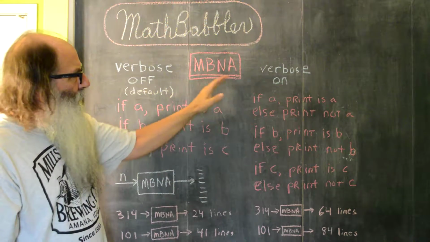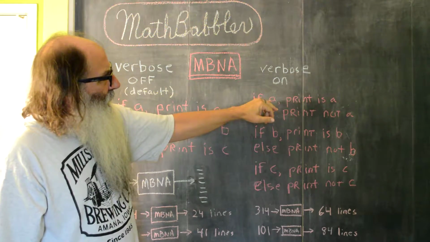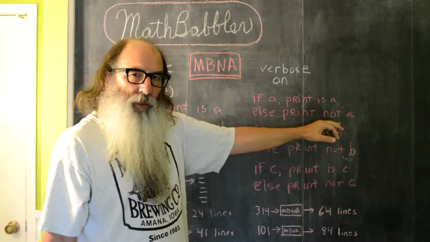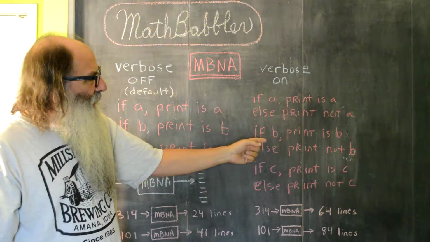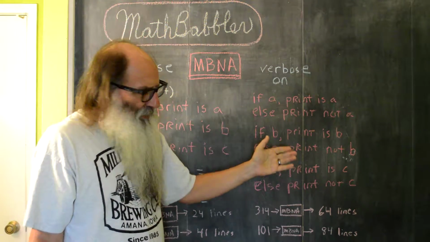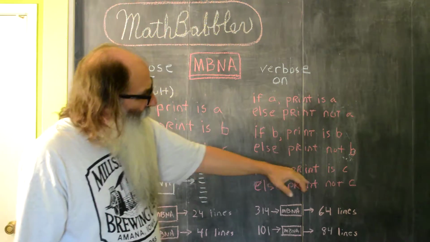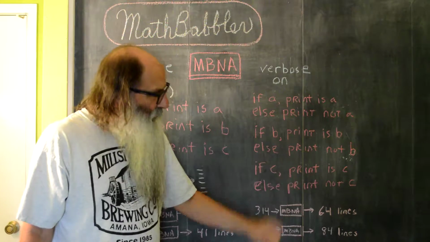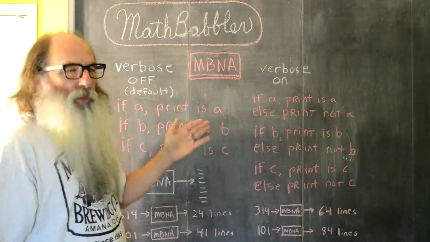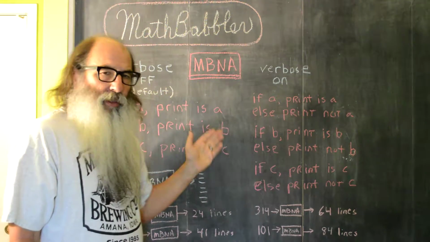When the program MBNA is executed in verbose mode, now if we're checking if it's lucky, we'll print it's lucky. Otherwise, we'll print not lucky. If we're checking if the number is Fibonacci, we print is Fibonacci. Otherwise, we print not Fibonacci. If we're checking for a super prime, if it's super prime, we print that it's super prime. Otherwise, we print that it's not super prime. So when executed in verbose mode, we know all of the checks that the MBNA is making when given a number.